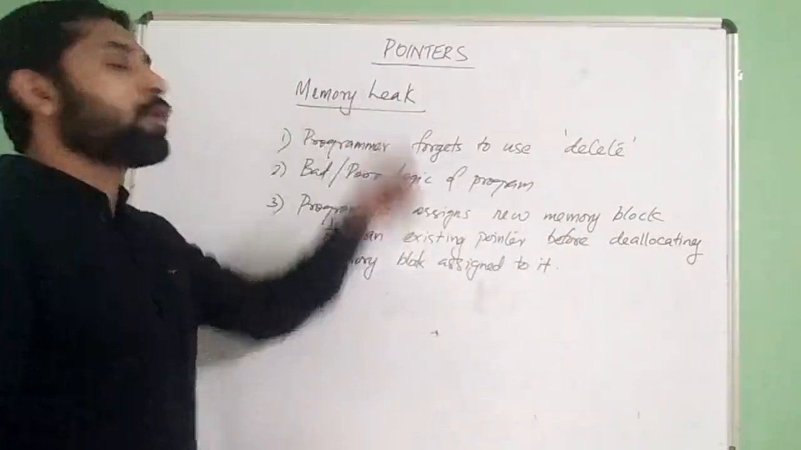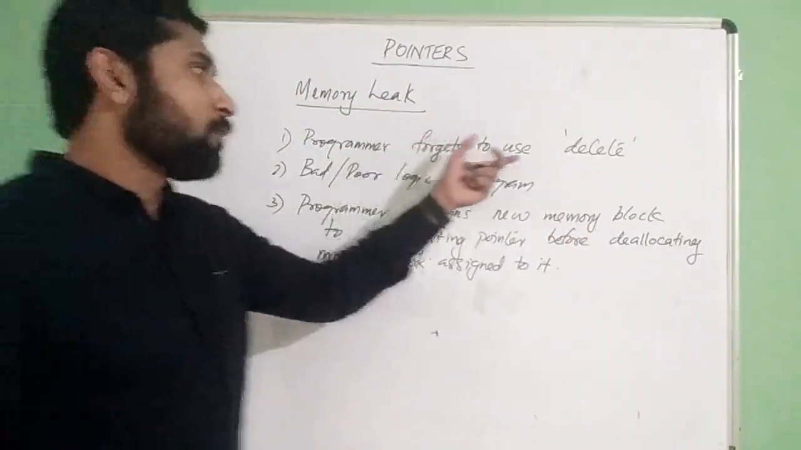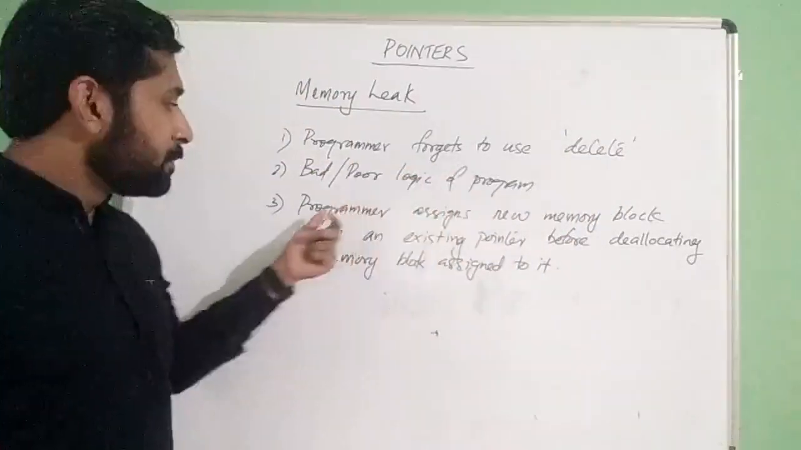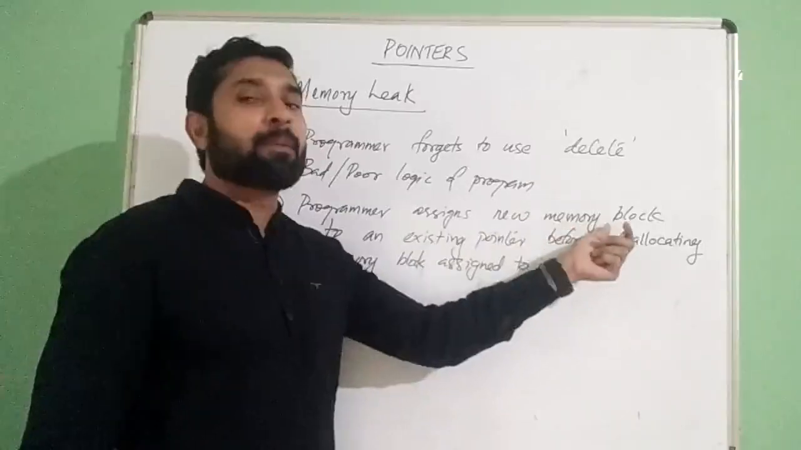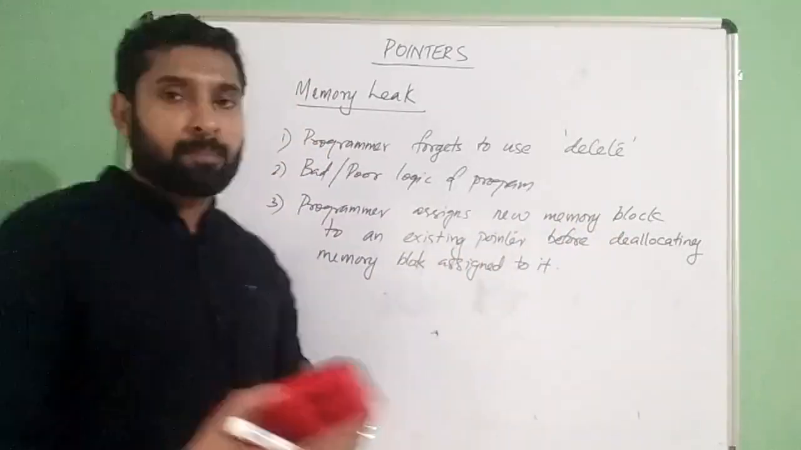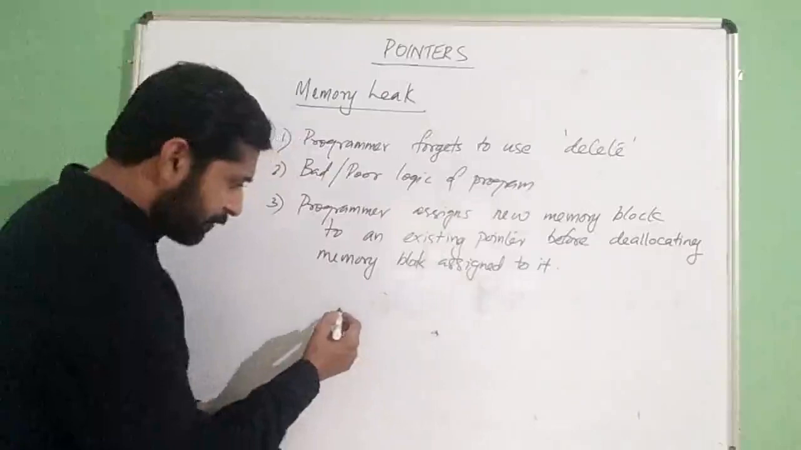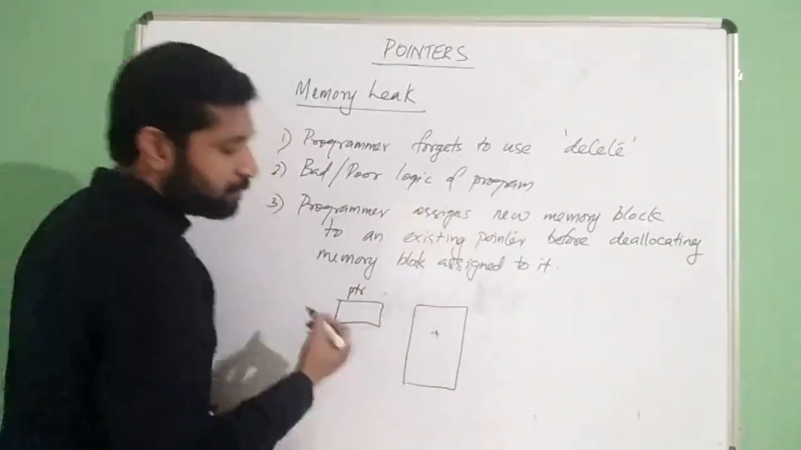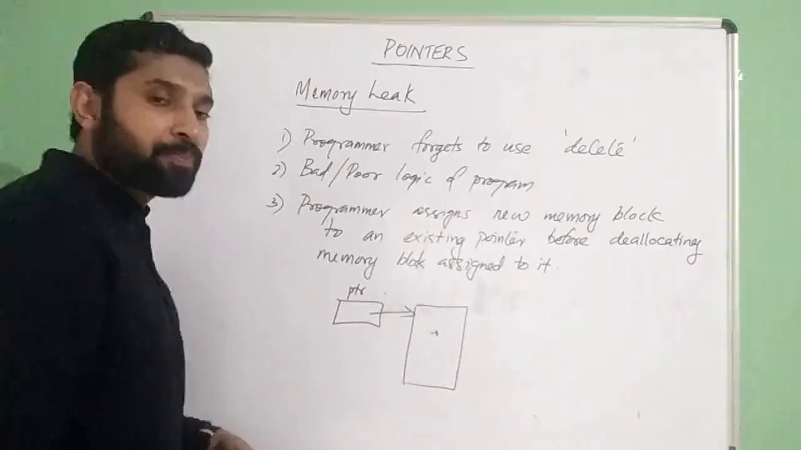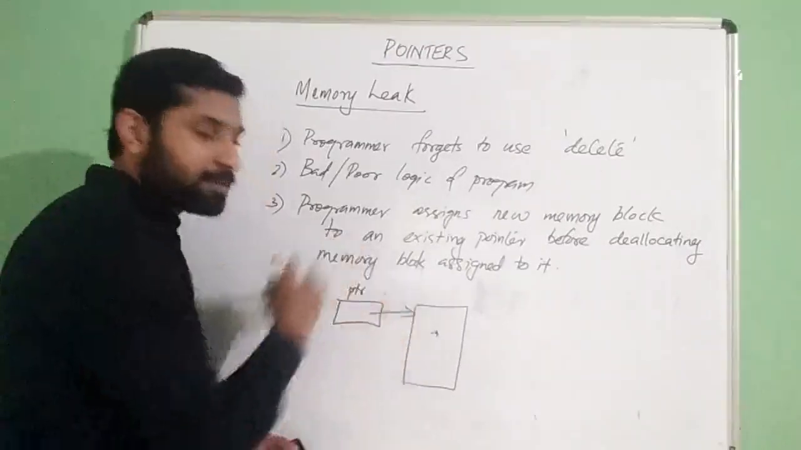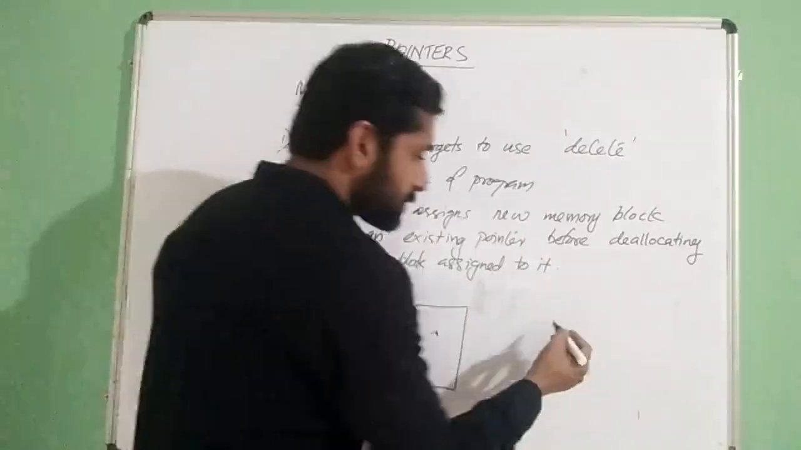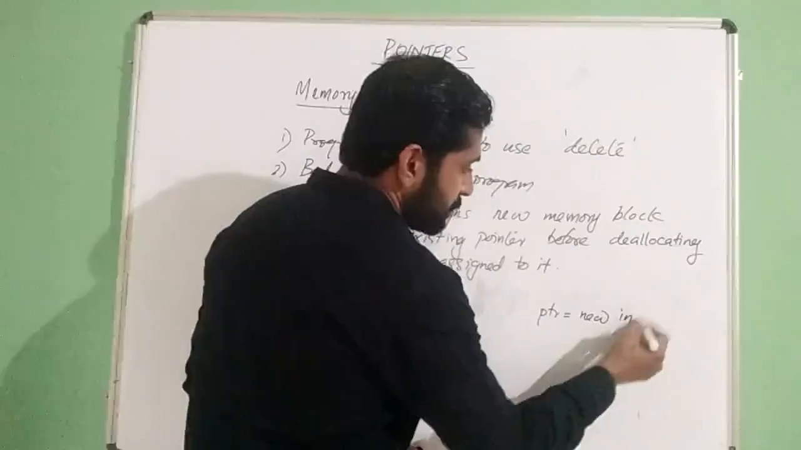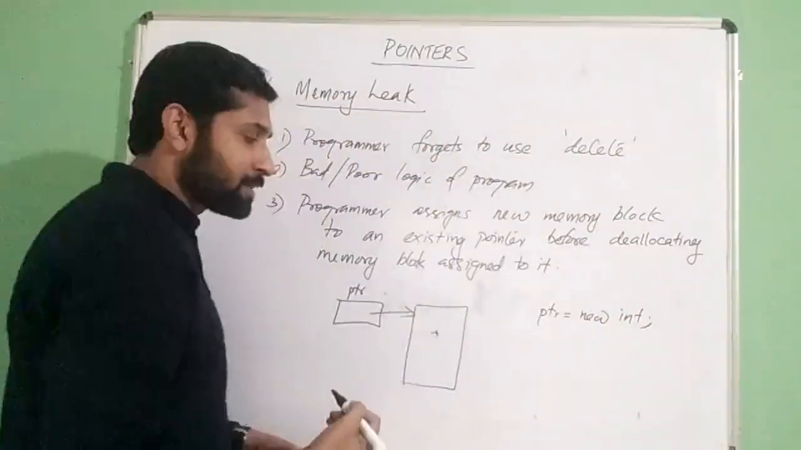These are the three reasons for memory leak. Programmer forgets to use delete operator, poor logic of the program, and programmer assigns new memory block to an existing pointer before deallocating it. Suppose we have a memory PTR here and it allocated some blocks this way. Before deallocating this, the programmer performs some operation like this: PTR equal to new int. What happens?